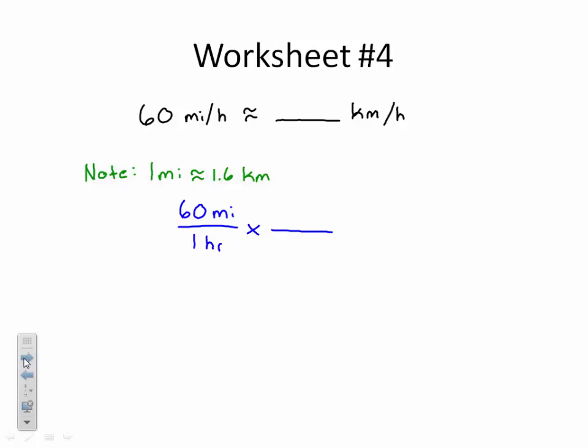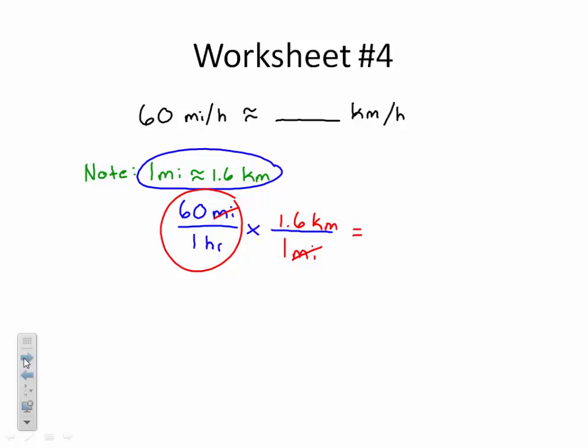We have a conversion ratio of 1 mile equals 1.6 kilometers. We're just trying to get rid of our miles. So we start out with our original 60 miles over 1 hour, as I already wrote right here. And then we take the ratio and we put the miles on the bottom. So in this case, 1 mile, so that those miles cancel out. And we put the 1.6 kilometers on the top. When you do your math, you end up getting 96 kilometers over 1 hour. So you can put 96 in that blank space on your worksheet.